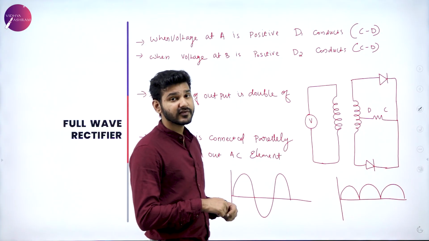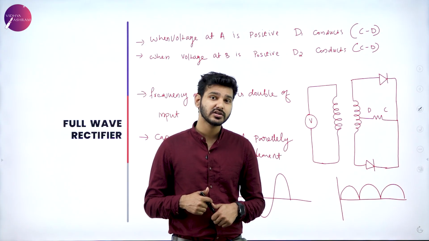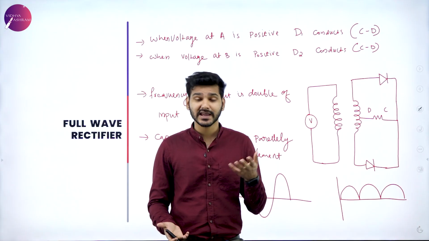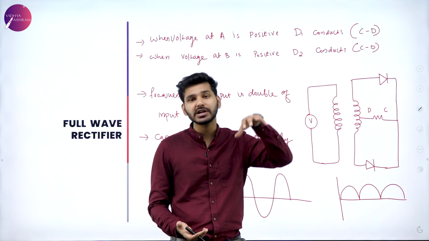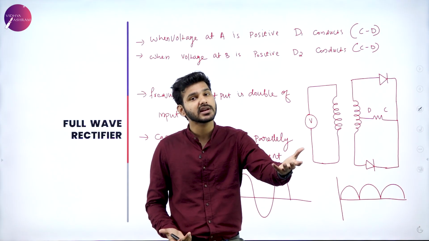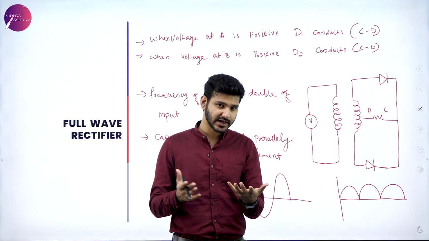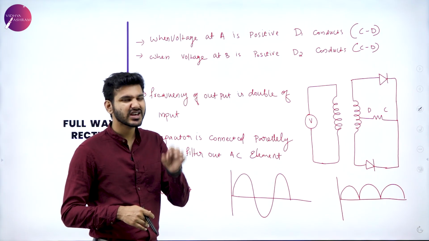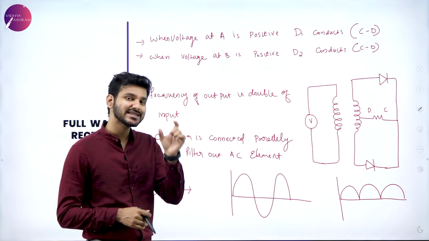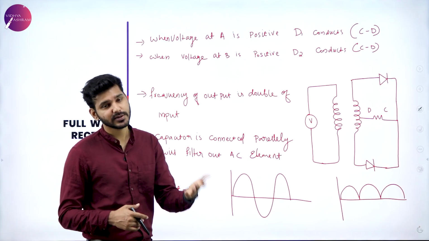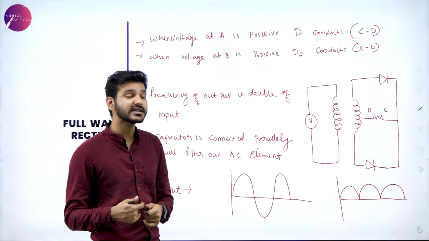So again, for a full wave rectifier, we have to let the negative part also be converted into a positive half cycle so that we can let it through. So how do we achieve that? We achieve that by doing a simple trick that is known as center tapping. You don't need to know the word, but the process is known as center tapping.